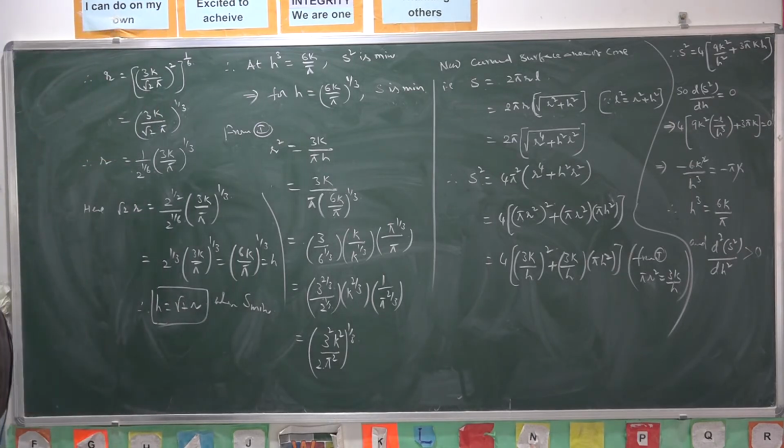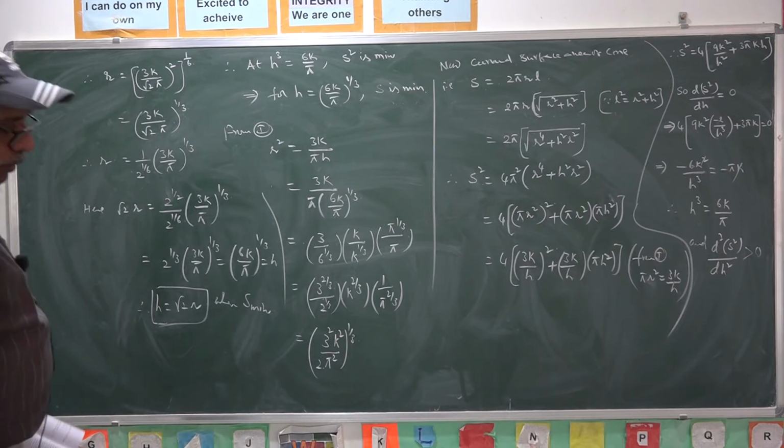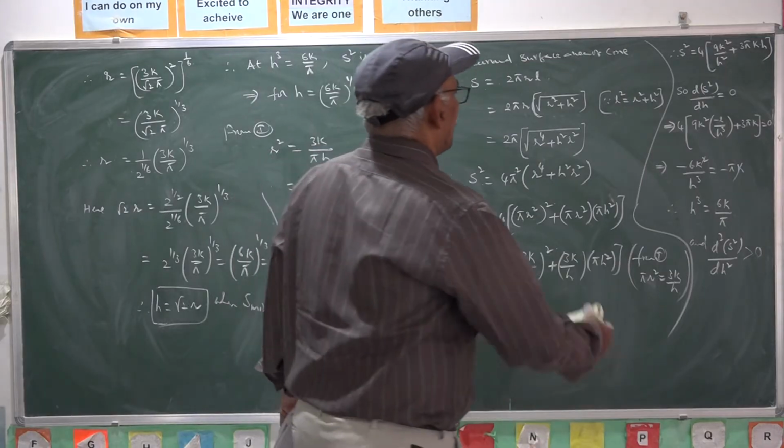So this is the problem. Once the volume is given and we minimize the curved surface area of the cone, then the height, the altitude, is equal to root 2 times the base radius. This is of course one procedure.